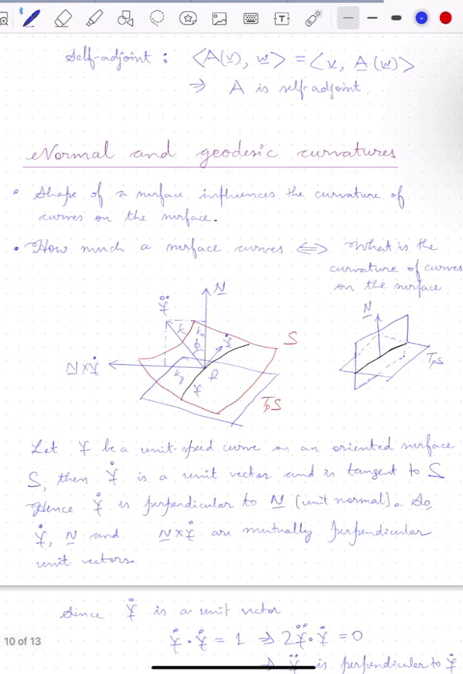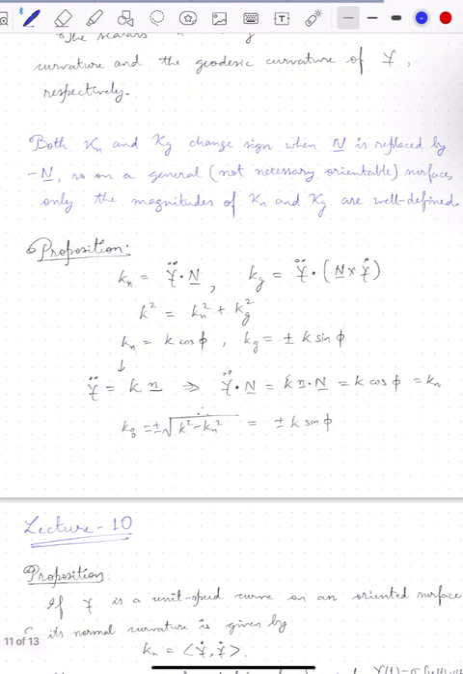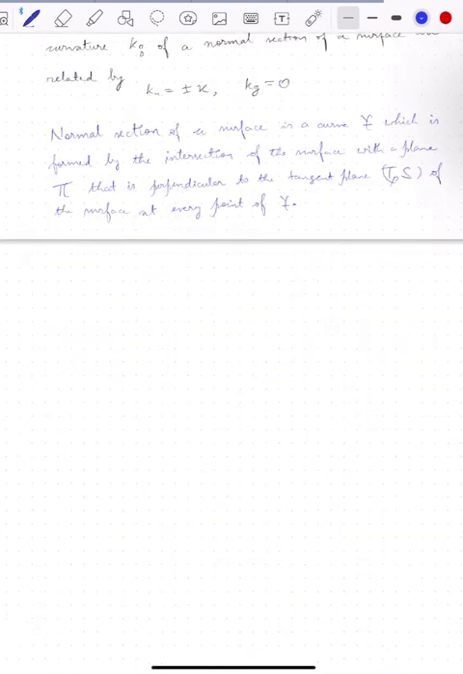So in that case, gamma double dot is parallel to n vector. Because of which we won't have any component along n cross gamma dot vector. And such curves for which this happens are called normal sections of a surface, right? Okay. So now let's move on to discussing parallel transport and covariant derivative.